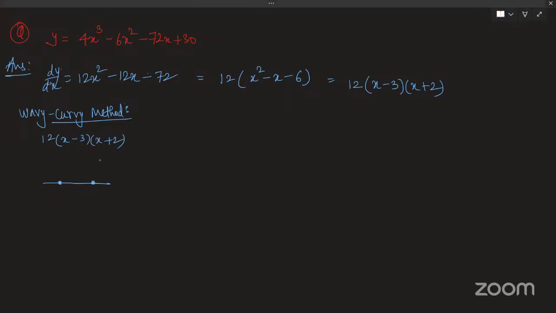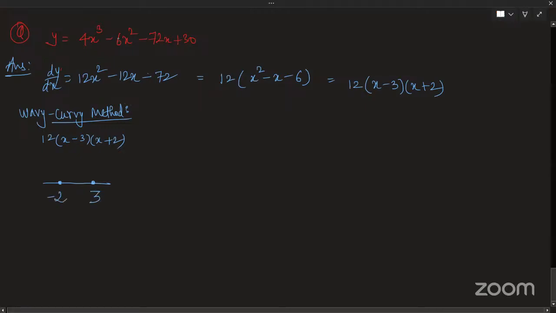So see, what we do is when we separate out these terms, we equate all of these singular brackets to zero. After doing that, whatever is the value of x, those are my points. So the first point is 3 and the second point is -2. Then I start from the rightmost side. Outside these brackets, is my sign positive or negative? Over here, my sign is positive. So I start from the rightmost side as plus, then alternating signs: plus, minus, and plus.